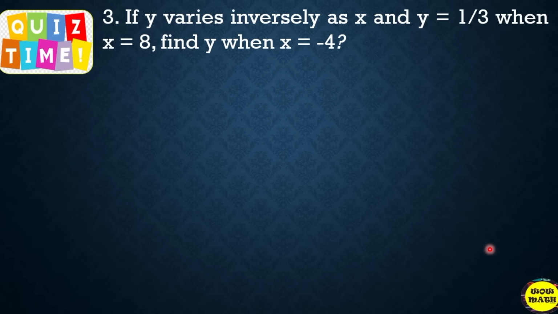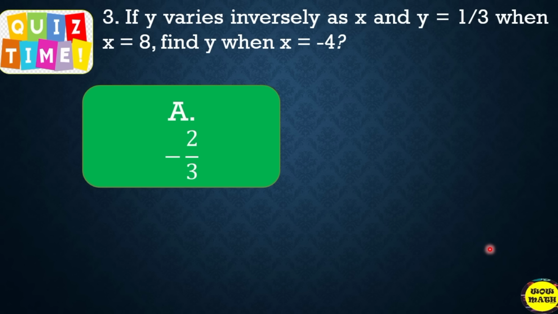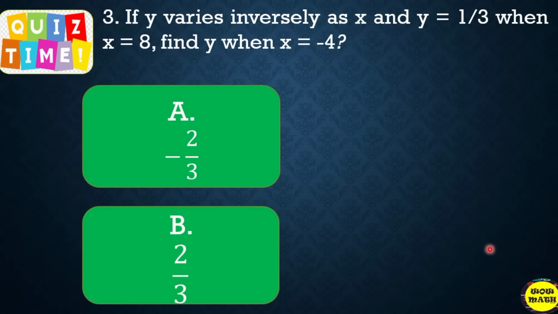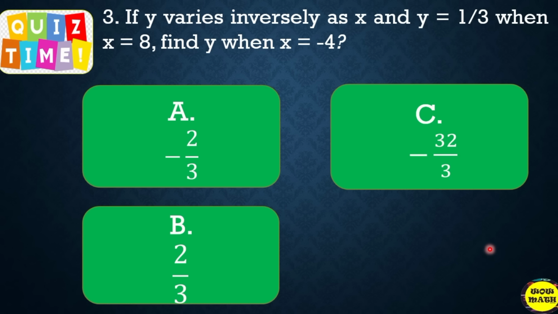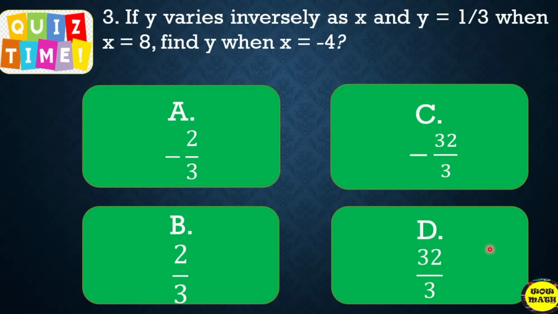For question number 3, if y varies inversely as x and y is equal to 1/3 when x is equal to 8, find y when x is equal to -4. Letter A, -2/3. B, 2/3. C, -32 over 3. Letter D, 32 over 3. Okay, the answer is letter C.